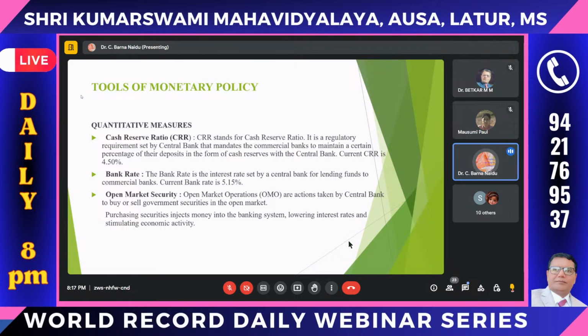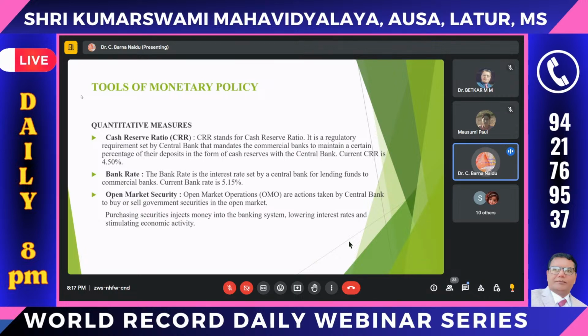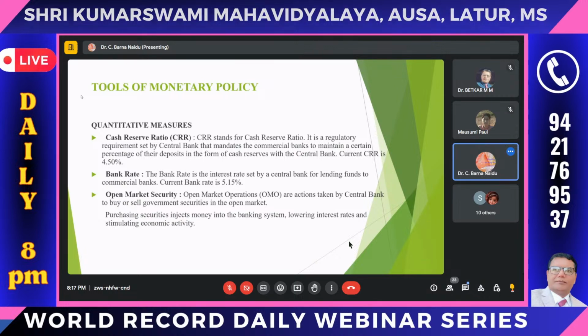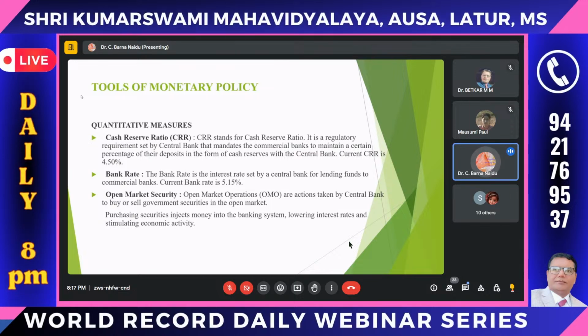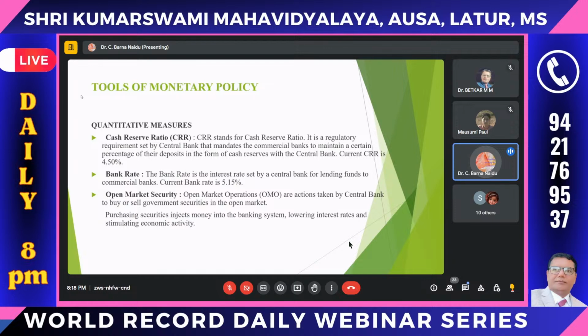Right now it is 4.50. So if the percentage is increased, it brings a huge impact. When the central bank increases the CRR, banks are required to keep more money with the central bank. Now, if more money is kept with the central bank, the availability of funds is less with the commercial banks. So it helps to reduce the funds available for lending in the market.